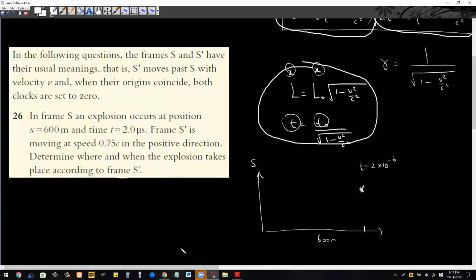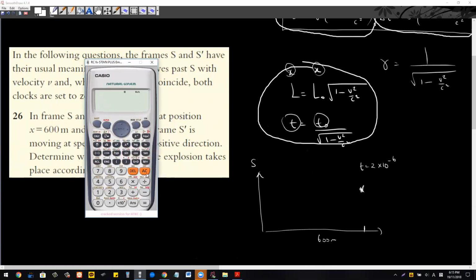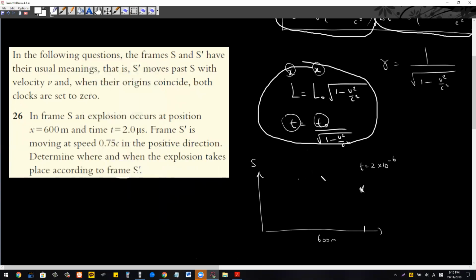where the frame S dash is, because the frame S dash is traveling at 0.75 times 3 times 10 to the power of 8, and then times that by this time here, 2 times 10 to the power of -6. Then you get 450. So S dash hasn't quite passed this event. It's actually somewhere here. So the distance from there to there is 450.